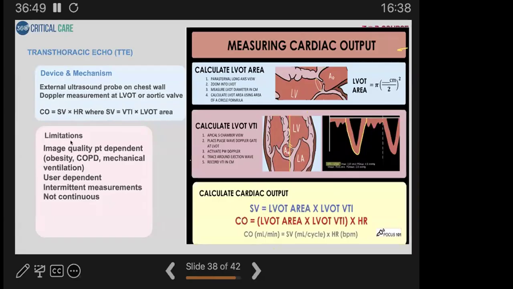So the main limitations: proper image quality is needed for this, because if you can't get the 5-chamber view and the aortic valve view, then it is very difficult. So in obese patients, in COPD patients, and patients who are on a high PEEP mechanical ventilator, there could be difficulty in acquiring the images, and it is user dependent, and intermittent measurements are required. It is not continuous monitoring. These are some of the limitations, but it is one of the good non-invasive bedside cardiac output monitoring methods, which can be asked in the OSCE.